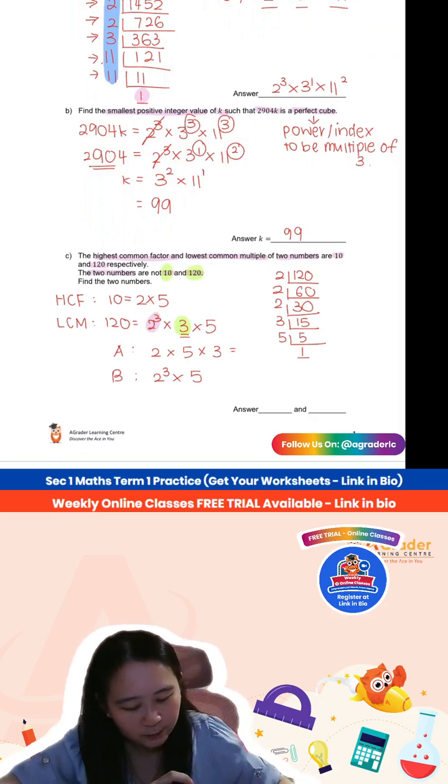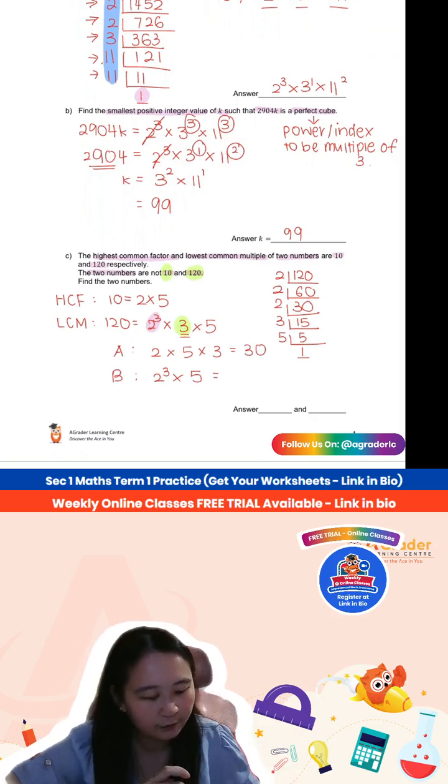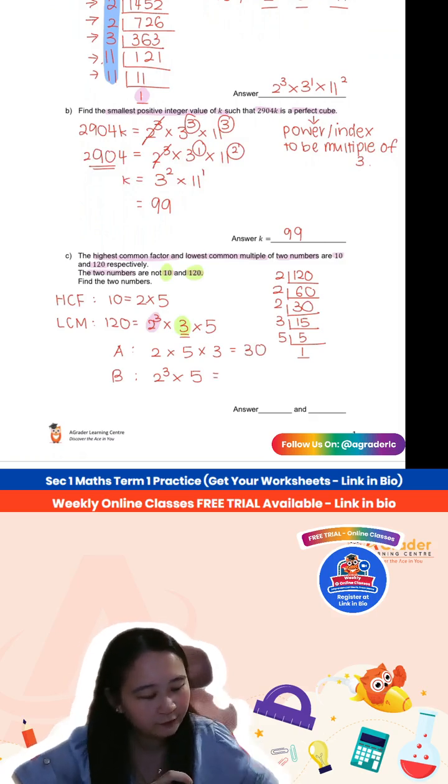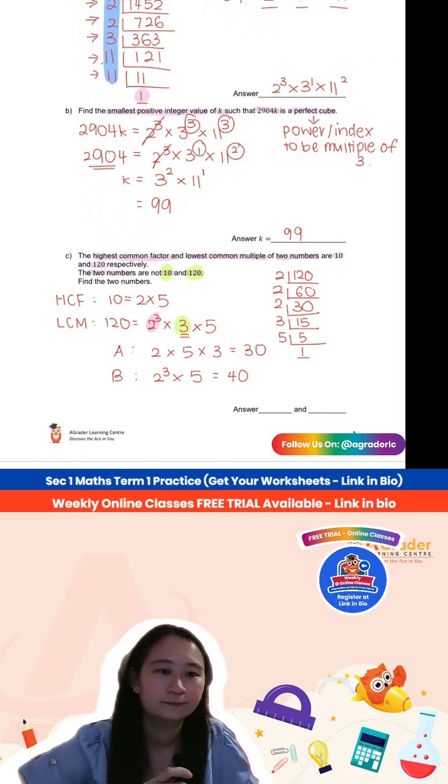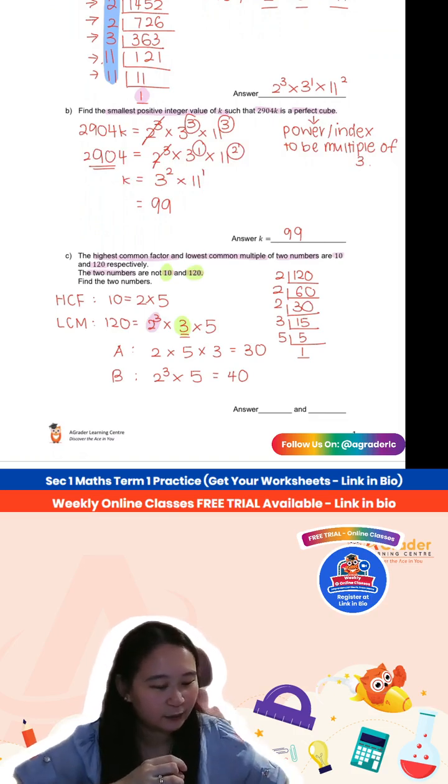So this will give me A to be 2 times 5 times 3, which is 30. And then for my B will be 2 cubed times 5, which will give me 40. So the answer is 30 and 40.